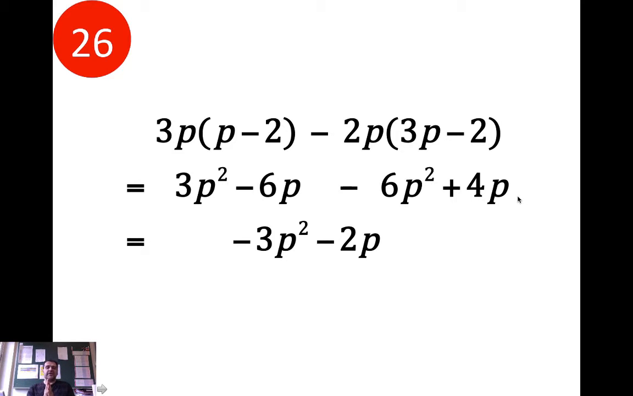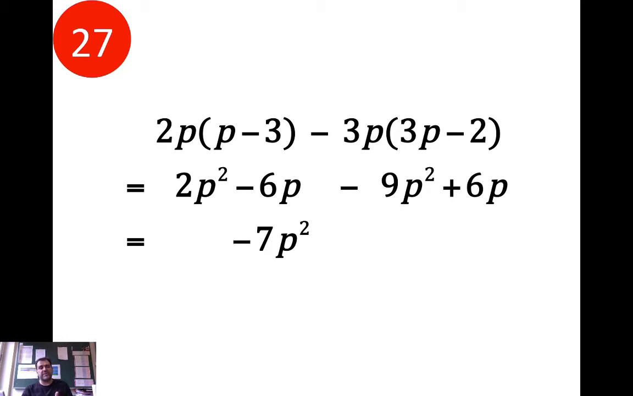And I'm going to try and put together terms of the same type. So I'm going to start by collecting the p squared terms. I've got 3 of them here, but I've got minus 6 of them here. So 3p squared minus 6p squared leaves you with minus 3p squared. Now I'm going to put together the p terms. I've got minus 6p here and plus 4p here. So minus 6p together with 4p comes down to minus 2p. So the final answer is minus 3p squared minus 2p.